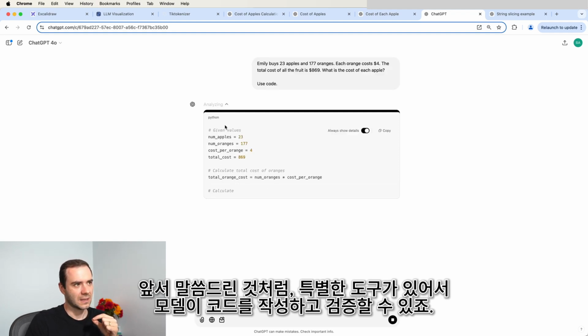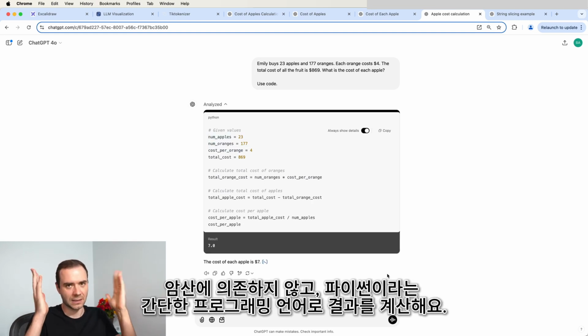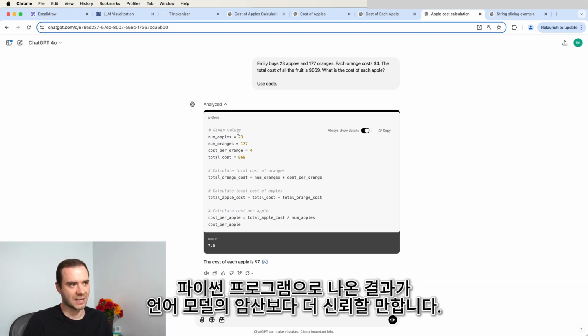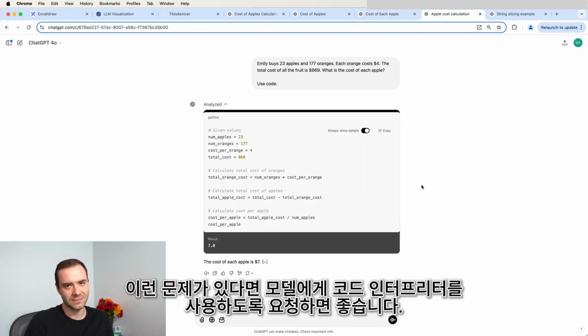Like I mentioned, there's a special tool, and the model can write code, and I can inspect that this code is correct. Then it's not relying on its mental arithmetic. It is using the Python interpreter, a very simple programming language, to write out the code that calculates the result. And I would personally trust this a lot more because it came out of a Python program, which has a lot more correctness guarantees than the mental arithmetic of a language model. So just another potential hint: if you have these kinds of problems, you may want to just ask the model to use the code interpreter.